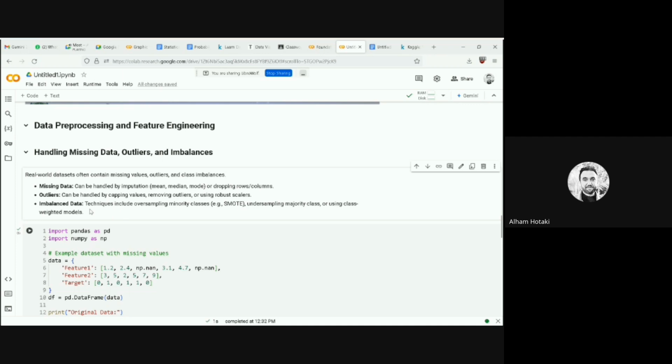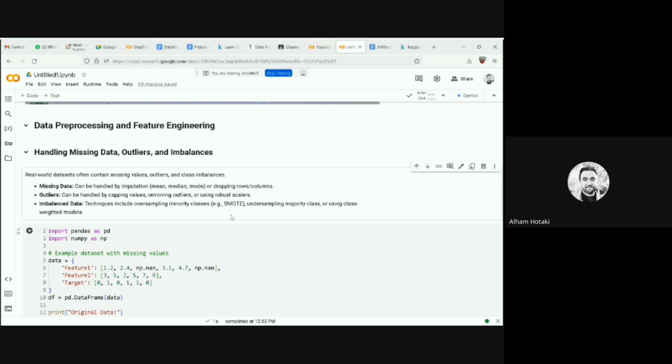Now, imbalanced data. This is something that you hear about now. Techniques include oversampling minority classes, for example SMOTE techniques, undersampling majority classes, or using a class-weighted model. So what is imbalanced data?